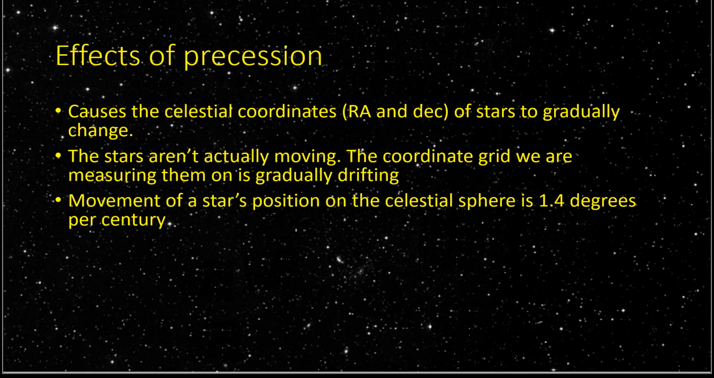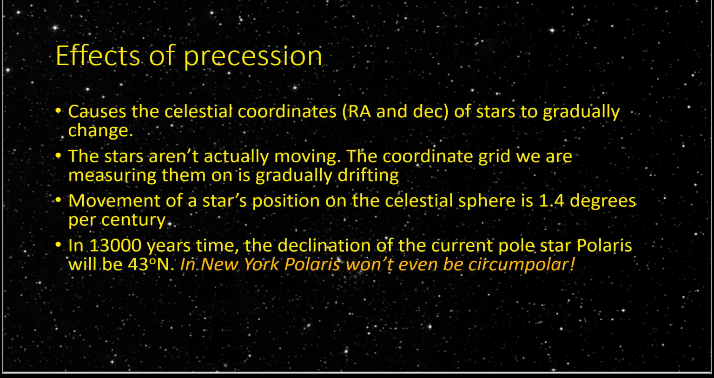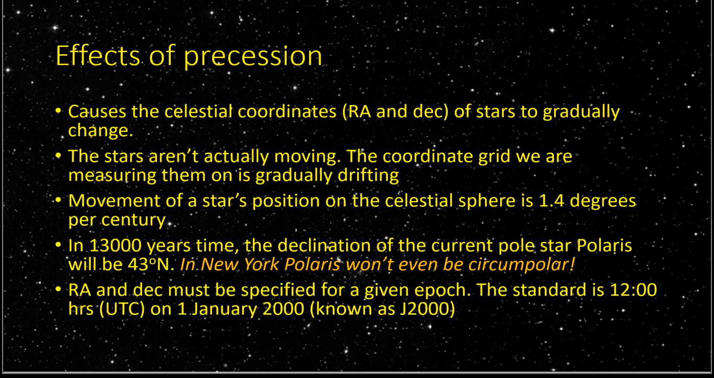The movement of a star's position on the celestial sphere is actually quite large, 1.4 degrees per century. And in 13,000 years' time, the star which is now our pole star, Polaris, will be only 43 degrees north. So because of this, when we specify RA and DEC, we must specify them for a given time, and the standard is 12 o'clock on the 1st of January in the year 2000.